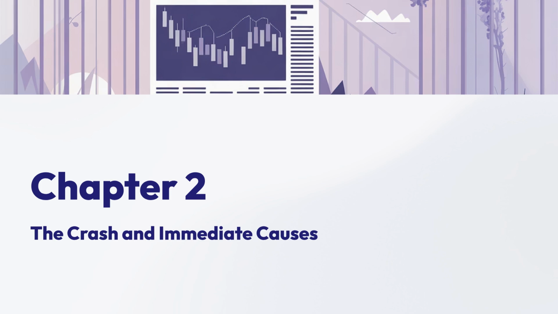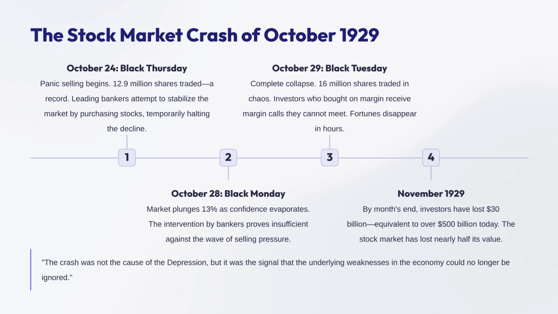Chapter 2 examines the crash and immediate causes that led to the onset of the Great Depression. The crash unfolded over days. Black Thursday, October 24th, began the panic selling. Black Monday, the 28th, saw a 13% plunge. Black Tuesday, October 29th, brought complete collapse, with 16 million shares traded. The market lost nearly half its value that month, signaling deeper economic weaknesses.